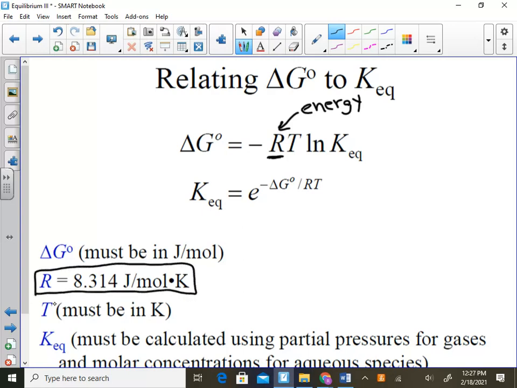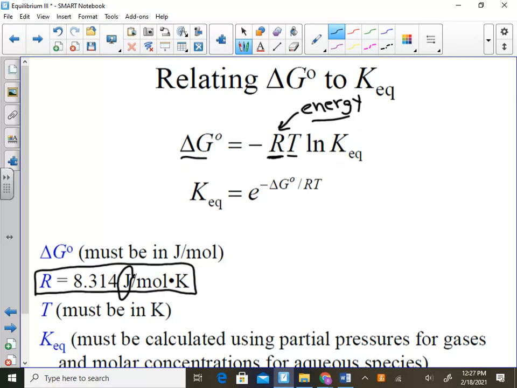Now, how will you know when to use this number? Delta G needs to be in energy units, which are joules, and this is the only gas constant that has joules in it. So we want the energy constant. All the other ones have liter, atmosphere, stuff like that. And we want energy in joules, not atmospheres. Now, T is the temperature in Kelvin, and then the natural log of the K.